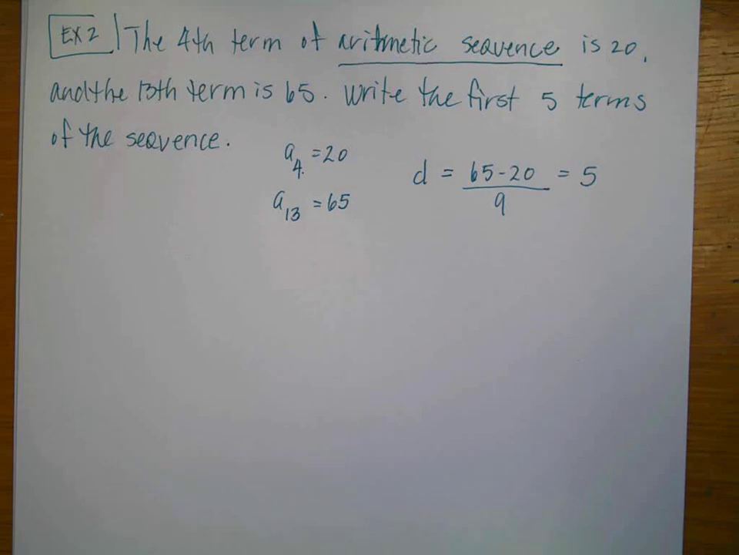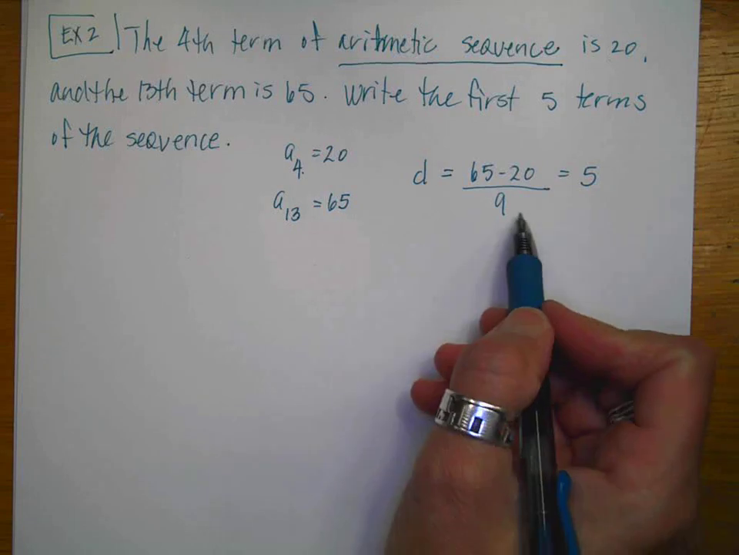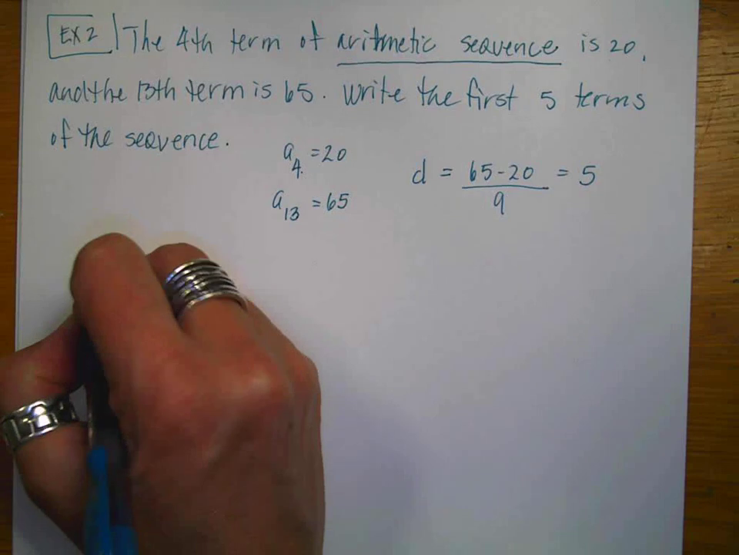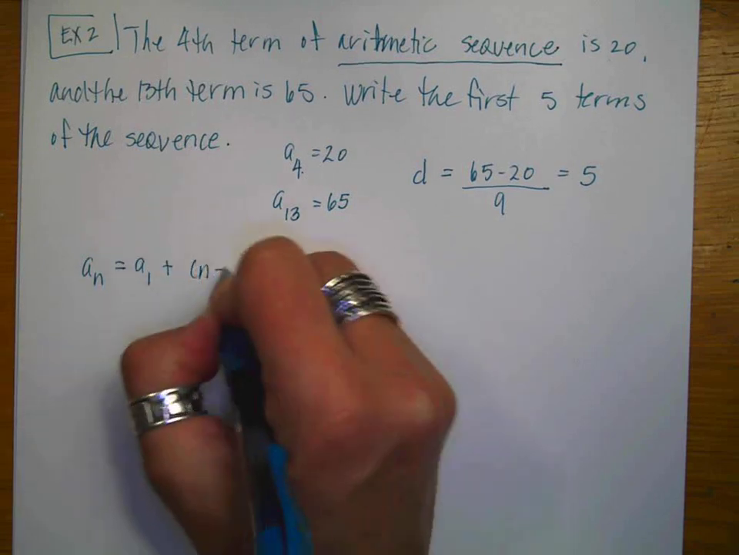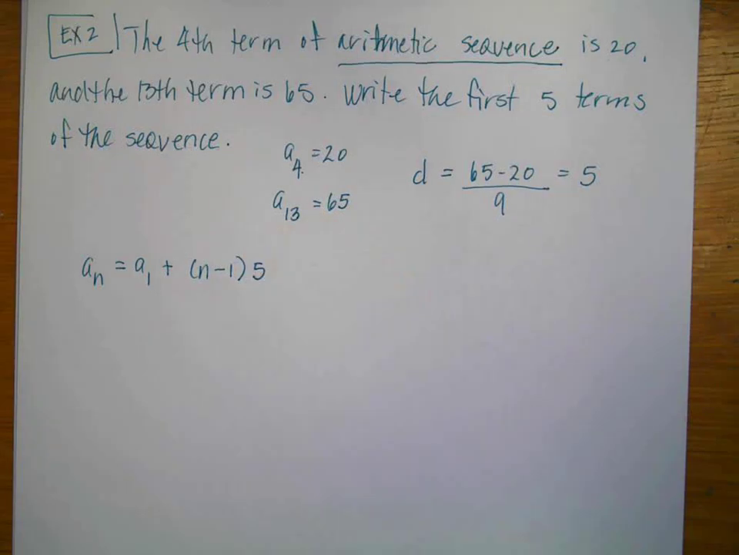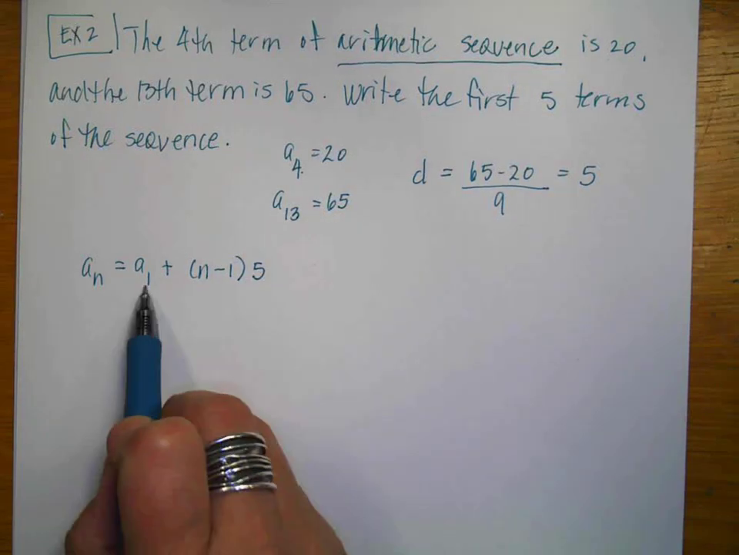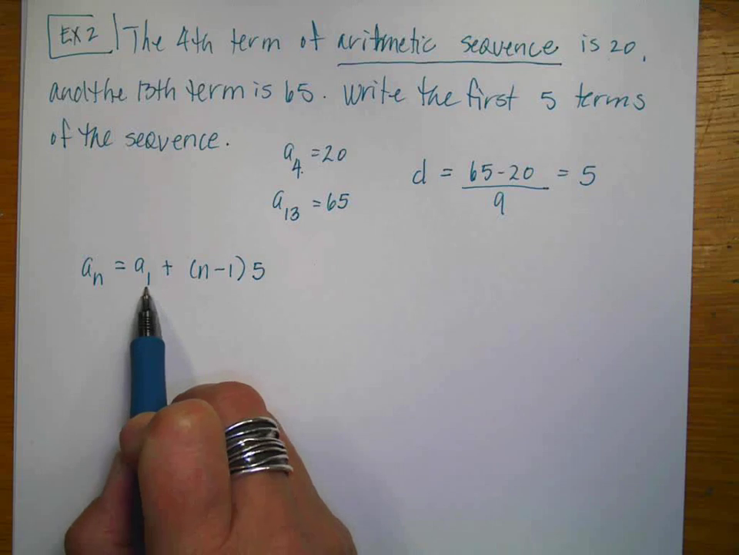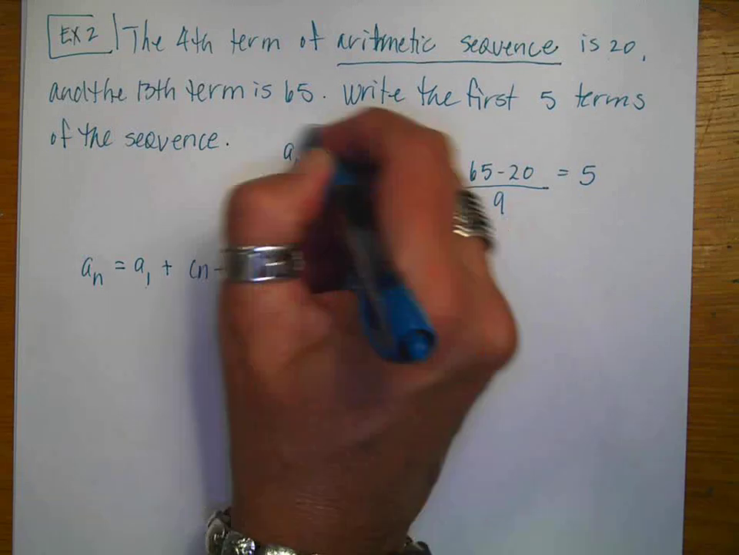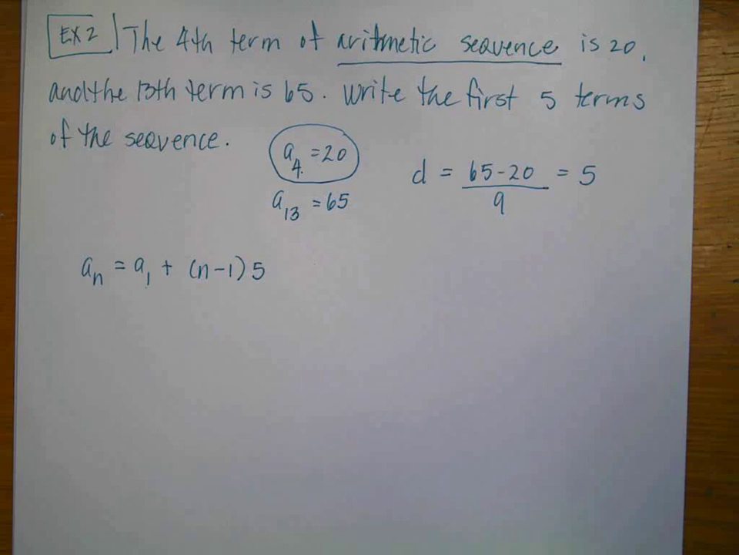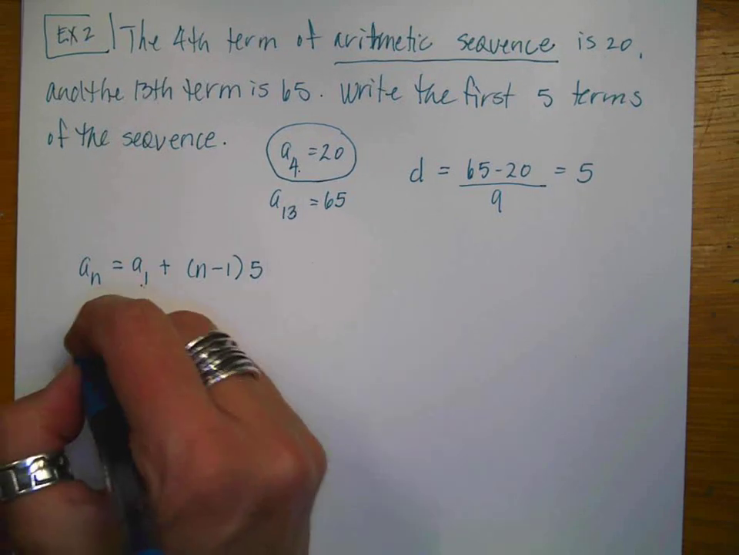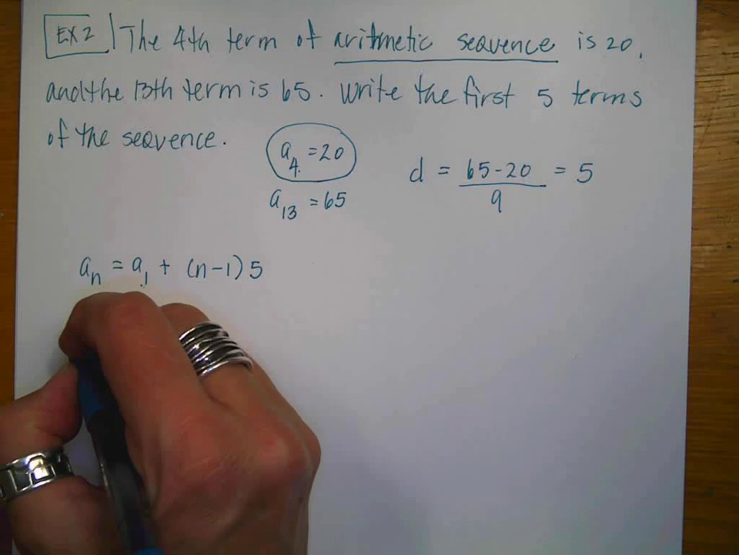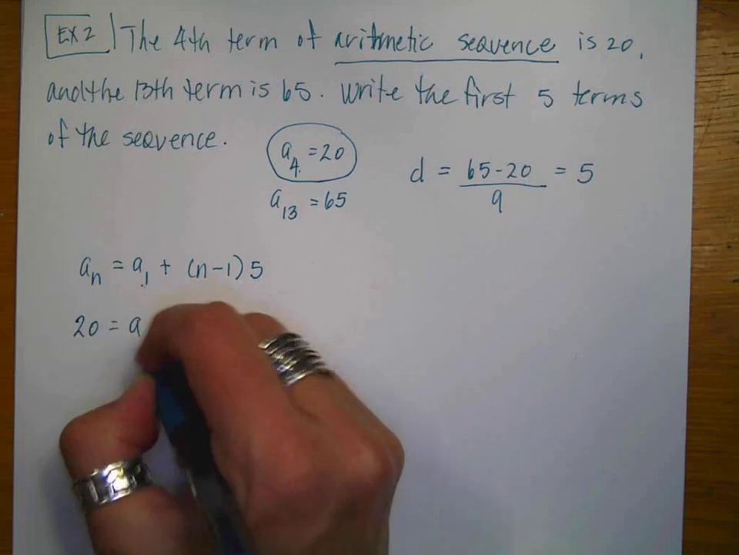So that actually makes finding my common difference pretty easy. Now I'm going to write my equation: a sub n is equal to a sub 1 plus, and then here's my n minus 1 times 5. The thing that I don't know is a sub 1. So I'm going to choose this term, substitute in everything I know so that I can solve for a sub 1. So I know that a sub 4 is 20.